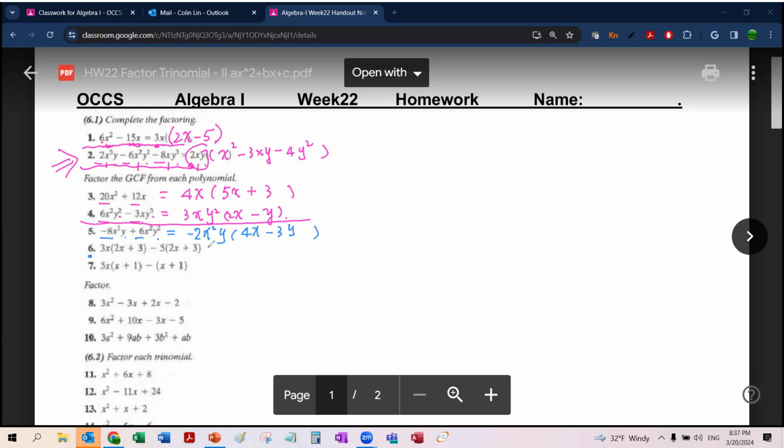So number 6. They have the same group, so we take this group factor out first. So left 3x minus 5. So this is a group factor, right? Same for this part. X plus 1 is the common part. Left is 5x minus 1. So if you distribute inside, you get back to this one.